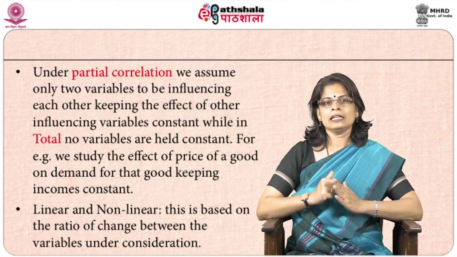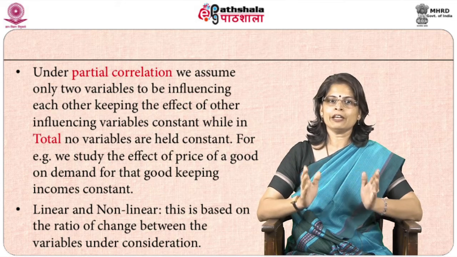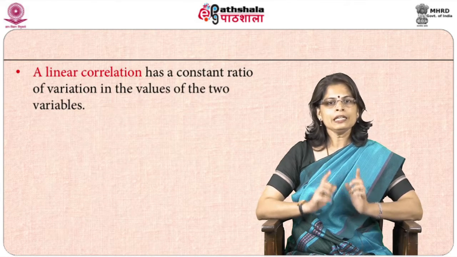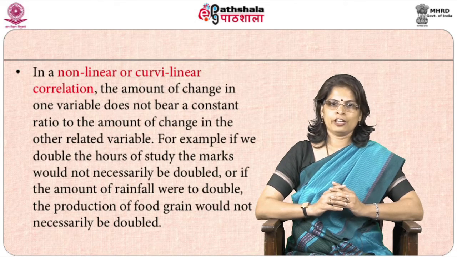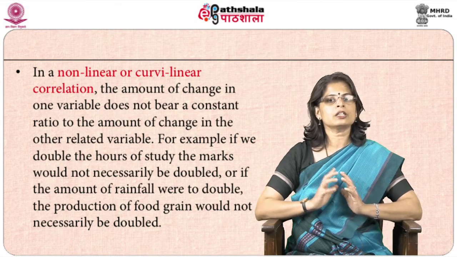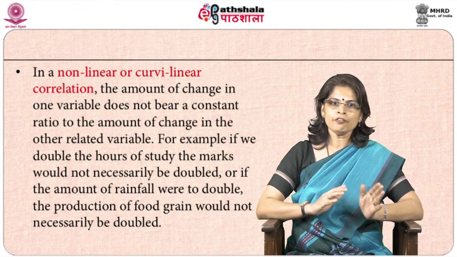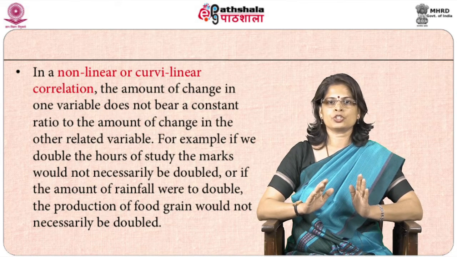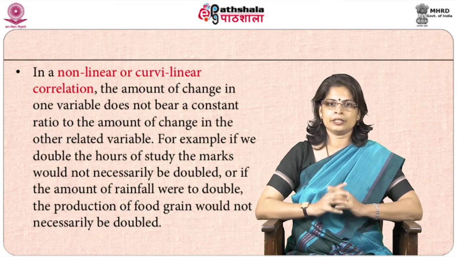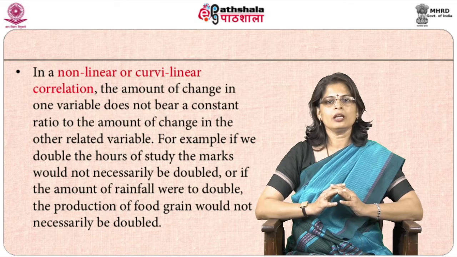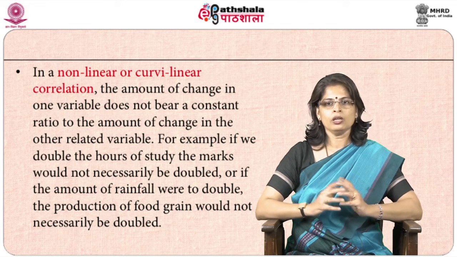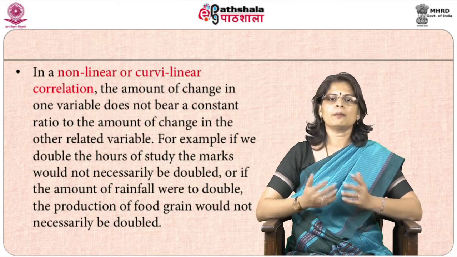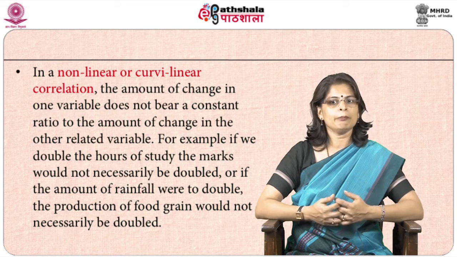The fourth, the linear and the non-linear type, is based on the ratio of change between the variables under consideration. A linear correlation has a constant ratio of variation in the values of two variables, whereas in non-linear or curvilinear correlation, the amount of change in one variable does not bear a constant ratio to the amount of change in the other related variable. For example, if we double the hours of study, the marks would not necessarily be doubled, or if the amount of rainfall were to double, the production of food grains would not necessarily be doubled.